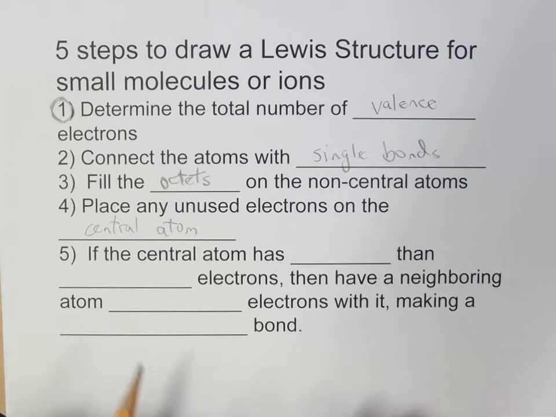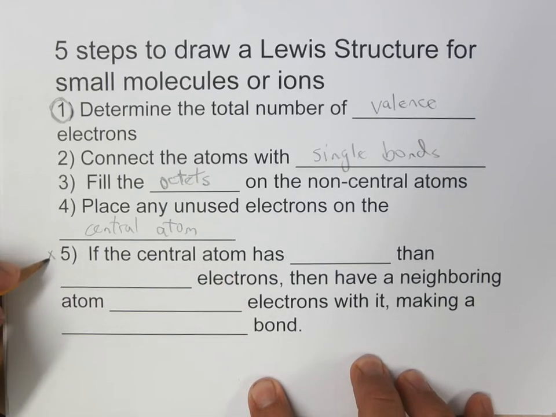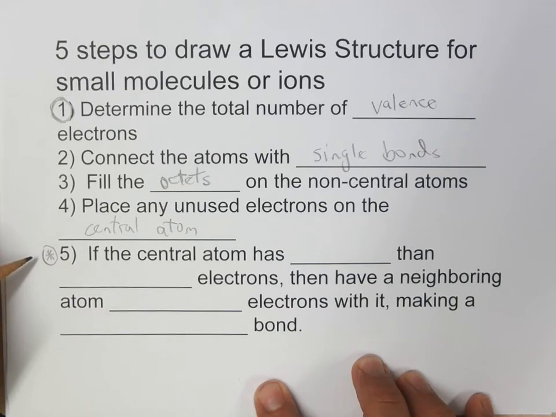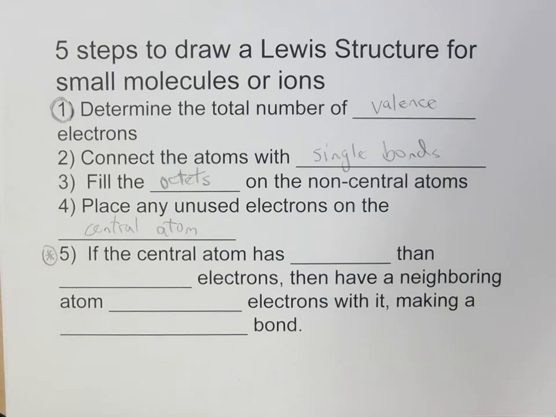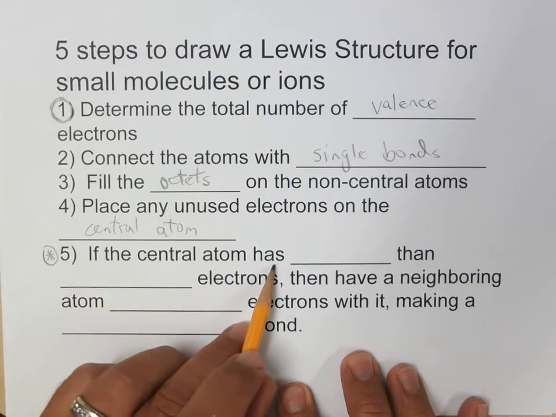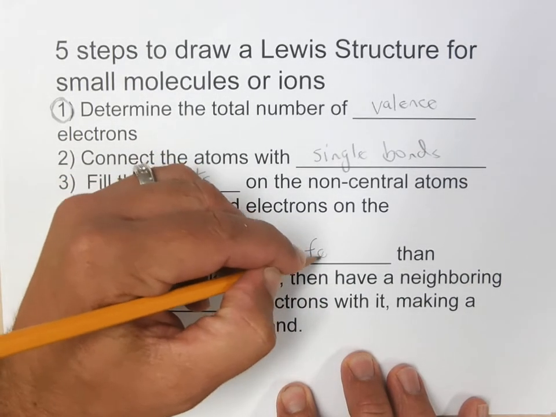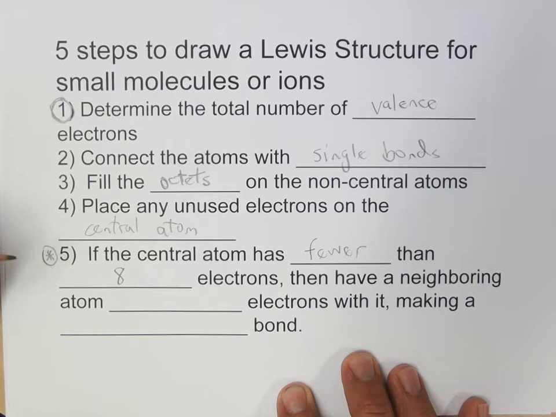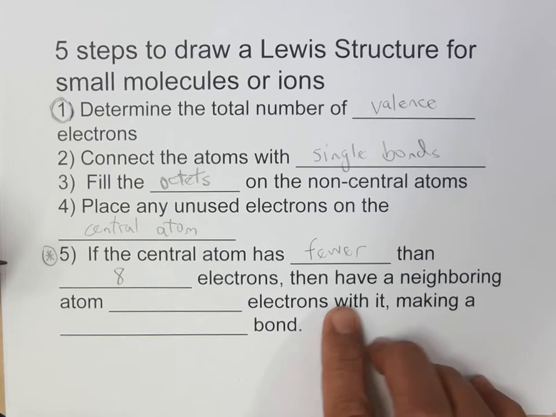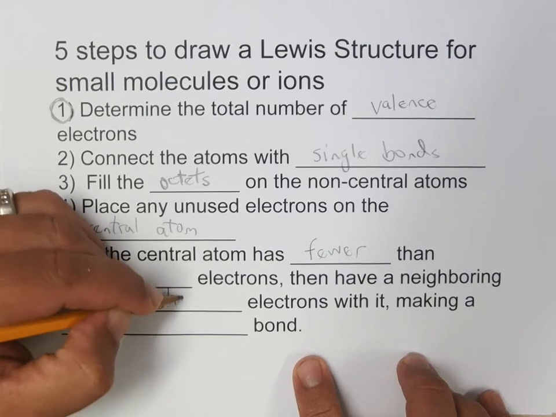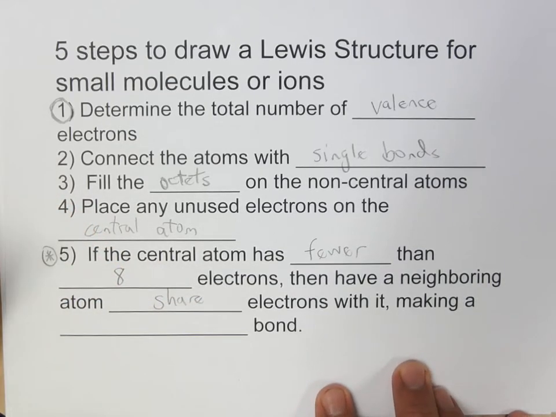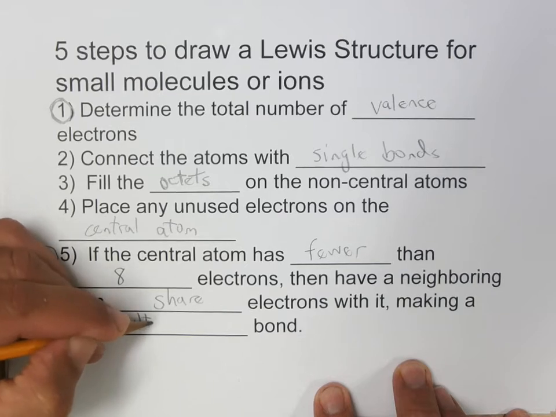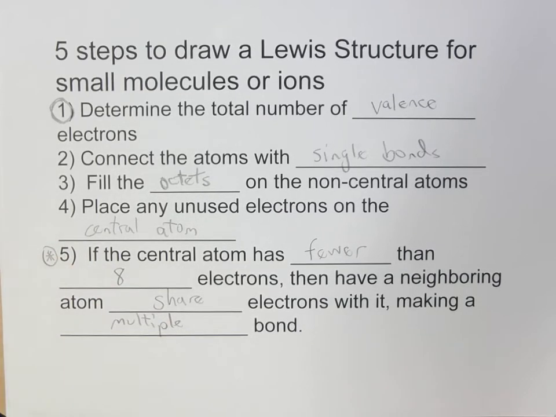Alright, and then this is probably my favorite step, in terms of a big advantage of using this procedure. We used to sort of guess where the multiple bonds might be, to try to make everything work out. This gives us a procedure. If the central atom has fewer than 8 electrons in its environment, then it asks its neighbor to share with it. So you have a neighboring atom share a pair of electrons with the central atom, making multiple bonds. So if it shares one pair, it makes one multiple bond.